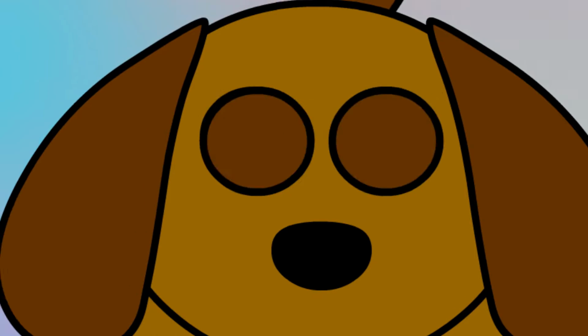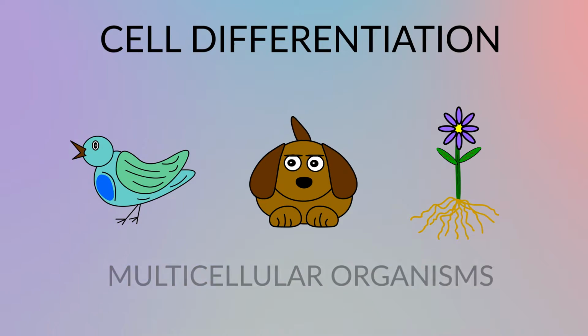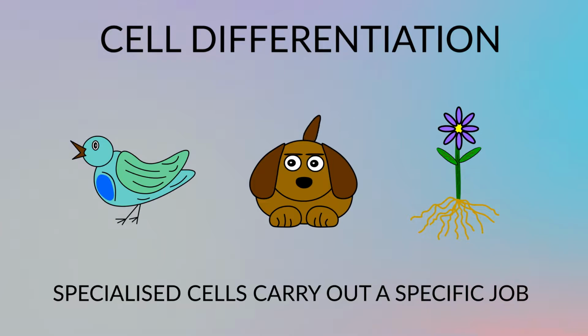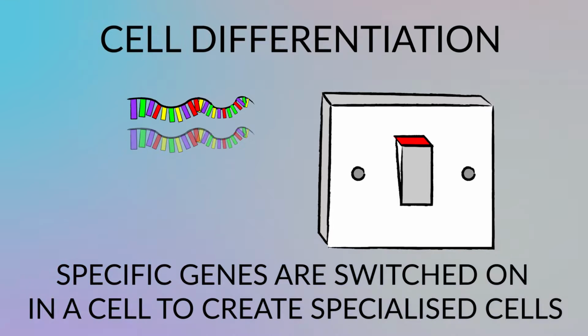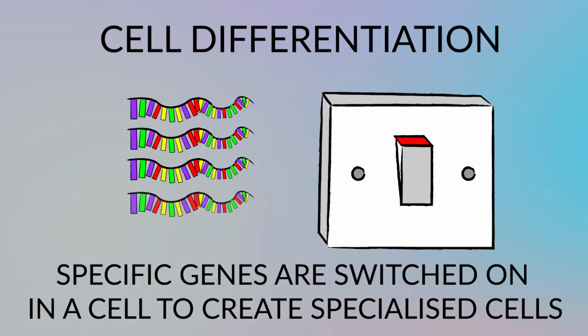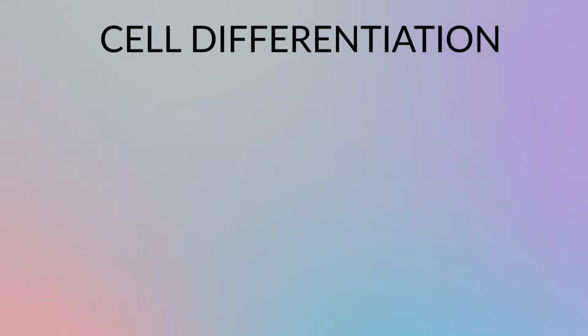Cell differentiation occurs in multicellular organisms when a cell's structure changes to allow the cell to carry out a function. Specific genes are switched on, which changes the cell's structure. It becomes better adapted to carry out one or more of the 7 life processes.